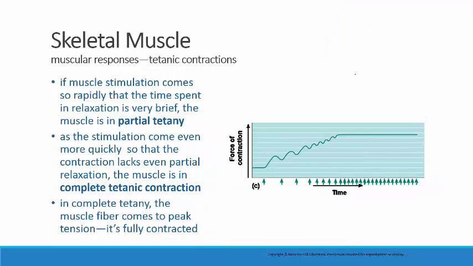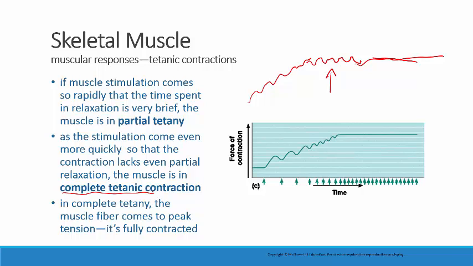So if those muscle contractions come so rapidly that the time spent in the relaxation phase is very brief, so that we sum until we reach the very maximum tension that can be maintained in the cell, and then just hold it there where it's wiggling back and forth between peak tension and slightly less than peak tension, we call that partial tetany. Then if we speed up the stimulation even more quickly, we can reach a point where the muscle just remains fully contracted. And that is referred to as complete tetany, or a complete tetanic contraction.